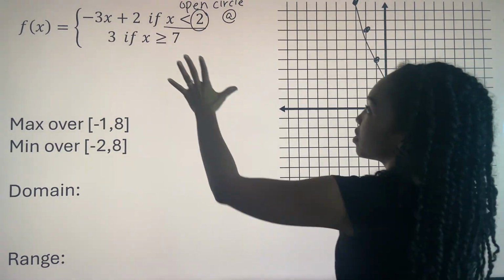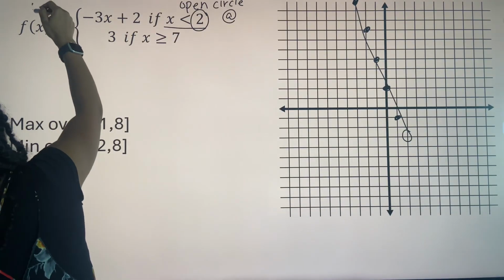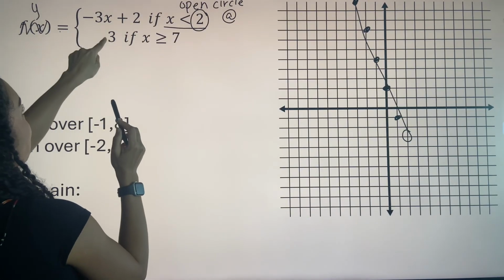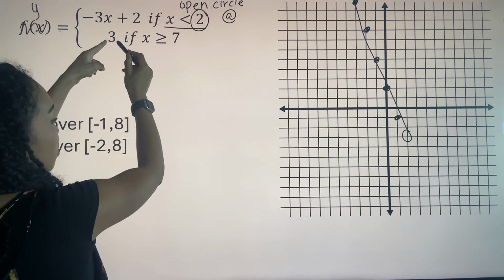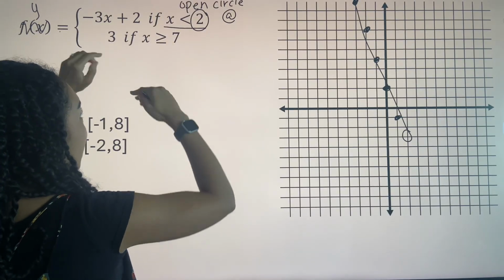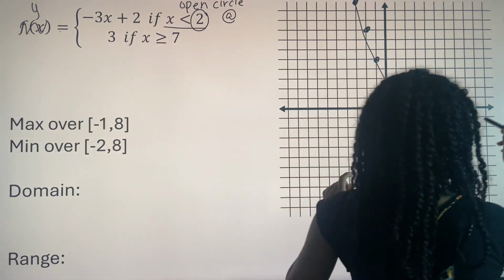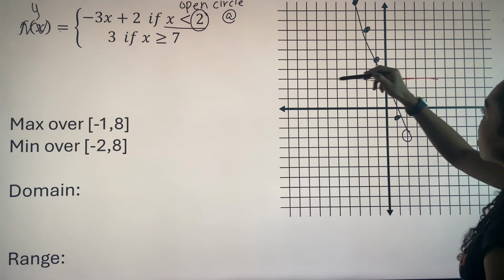Okay, now this one. This is the equation y equals 3. If it's just a number, it's going to be a horizontal line at 3. So I'm going to go to 3. This is the line at 3.